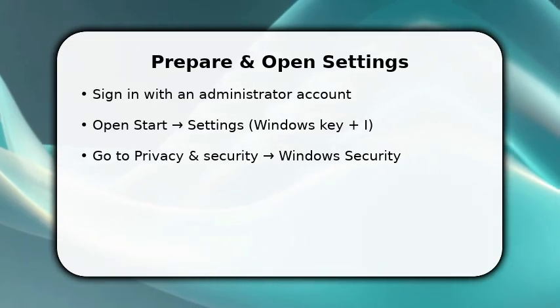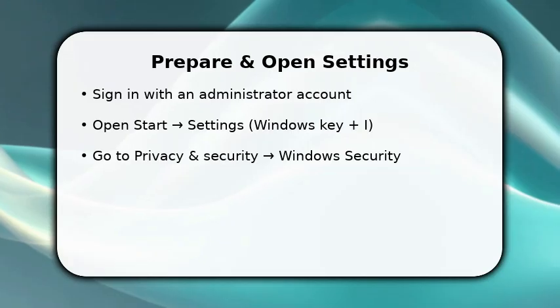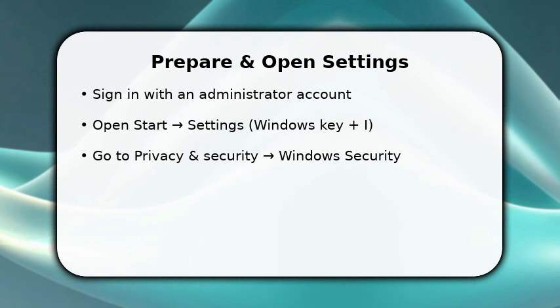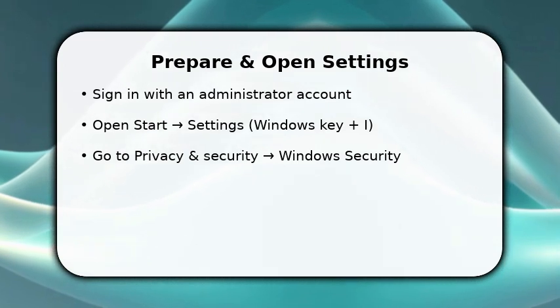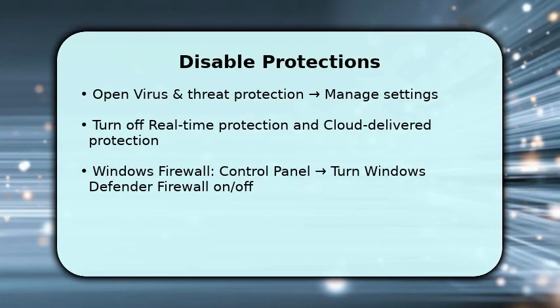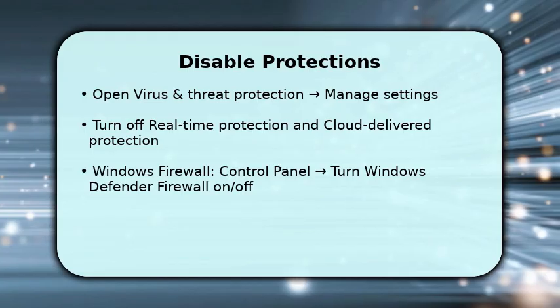Make sure Windows is up to date to avoid missing UI changes. Now click Open Windows Security to proceed. This is the first actionable move, so you can access real-time protection, firewall, and app control options. Once Windows Security is open, choose Virus and Threat Protection and click Manage Settings.